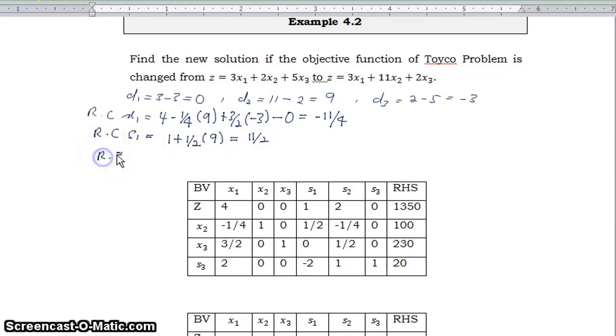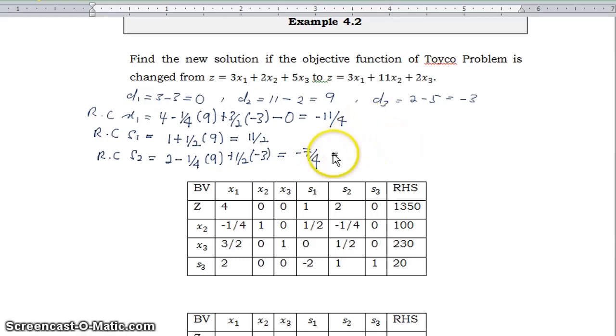And the reduced cost for S2 is 2 minus 1 over 4 times 9, D2, plus 1 over 2 times D3, negative 3. So we calculate this, we get negative 7 over 4.